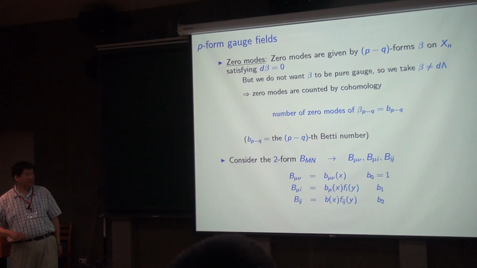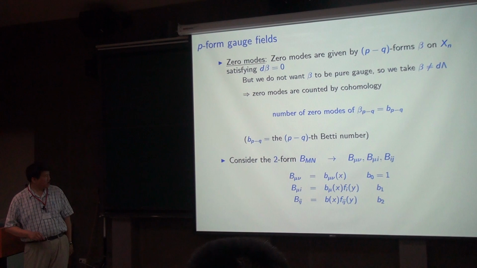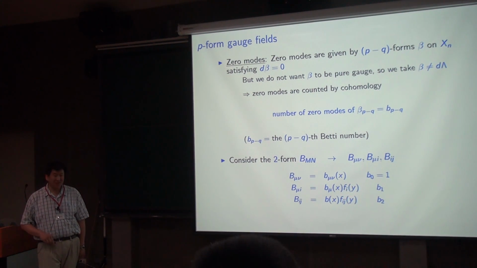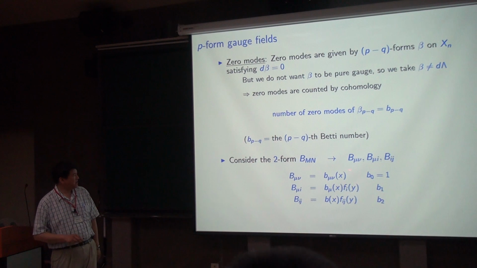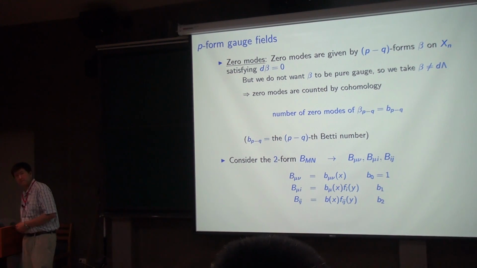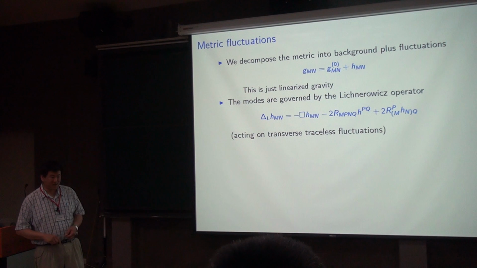So for an antisymmetric tensor B mu nu, as an example, I can decompose into one forms and 0 forms in space-time, with the corresponding 0 form, 1 form, and 2 forms in the internal manifold. The number of 0 modes are counted by the 0, 1, and second Betti numbers. So I might try to say a little bit more about that tomorrow.